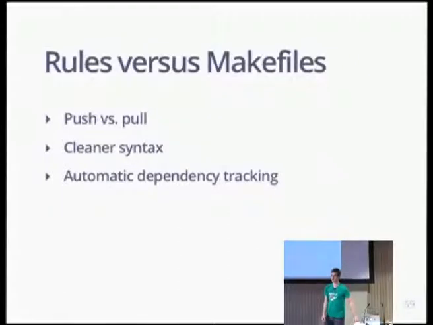And the Nanoc rules offer dependency tracking, so if you have one item that includes content from another item, which then includes content from another item, and you modify this item, then the dependencies will be tracked and the right items will be recompiled.